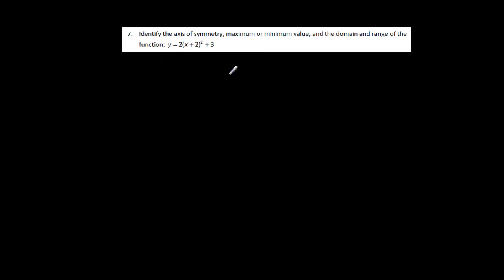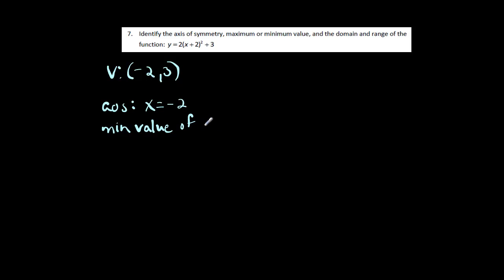Alright, number 7. Let's determine the vertex first. The vertex is going to be negative 2, comma 3. They want the axis of symmetry, so that's going to be x equals negative 2. It's opening up, so it's going to be a min value of 3. The domain is all reals, and the range is the set of all y's such that y is greater than or equal to the min value, because it opens up. And that's it.